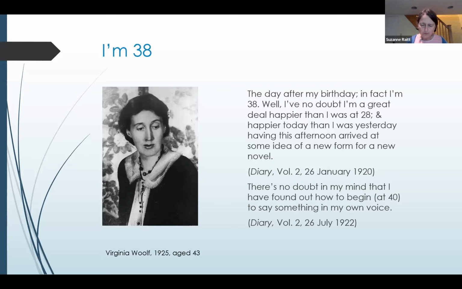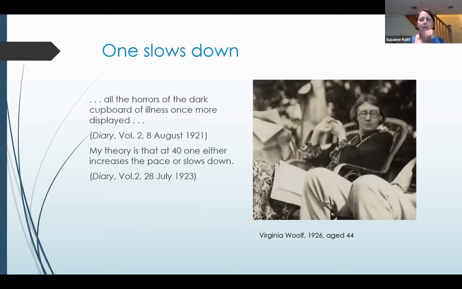In Jacob's Room, Mrs. Norman at 50 is elderly. Woolf at 40 was also contemplating her own death. The writing of Jacob's Room was interrupted several times by lengthy bouts of illness, some of them apparently serious. Woolf wrote nothing for 2 months in the summer of 1921. All the horrors of the dark cupboard of illness once more displayed. And in mid-August of the same year, she considered making her will.